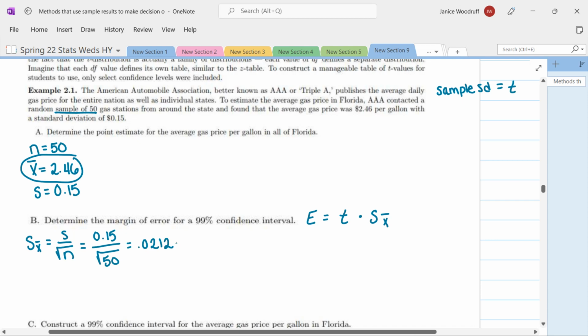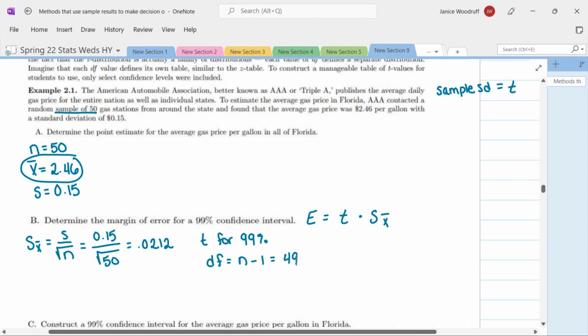All right, the t value. So for the t value, okay, we would first need to find the degrees of freedom. So the degrees of freedom is our sample size minus 1. So our sample size is 50. 50 minus 1, 49.